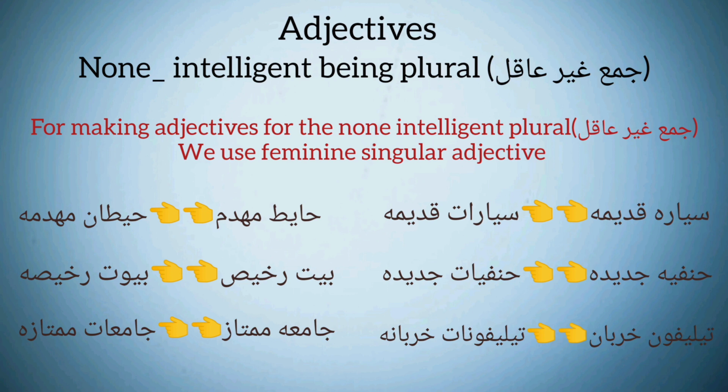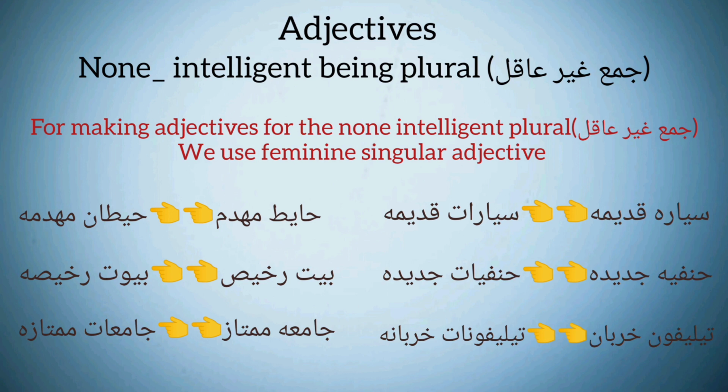تلفون خربان. Telephone means phone. خربان means broken. It's an adjective. تلفون خربان. A broken telephone. But تلفونات خربانة. تلفونات is a non-intelligent being plural. It's a plural one, and it's non-intelligent. And we have to use a feminine singular adjective. تلفونات خربانة. We cannot say خربان because تلفونات is a non-intelligent being plural. Then we have to use singular adjectives.